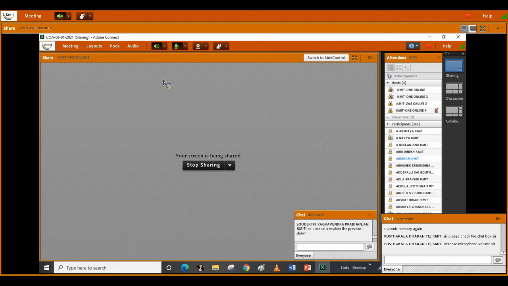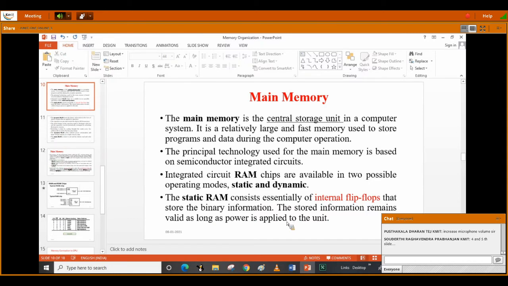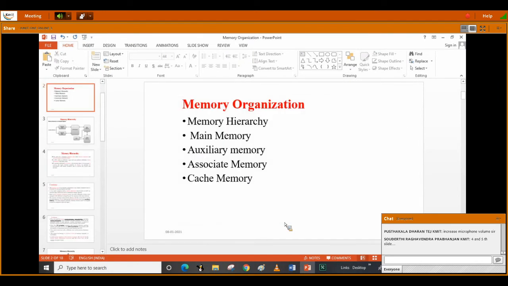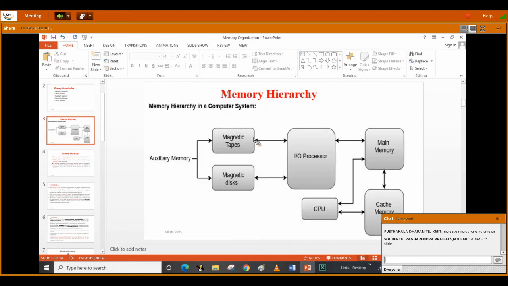Which is the previous slide here? I am discussing first the main memory organization. Memory organization covers the memory hierarchy: main memory, auxiliary memory, associative memory, and cache memory. We are discussing only the main memory.